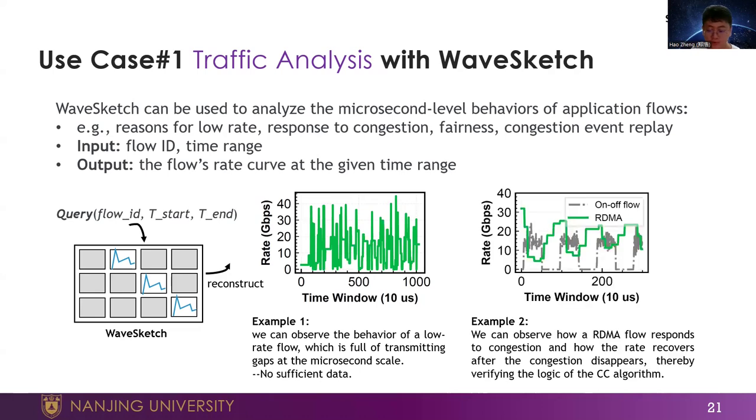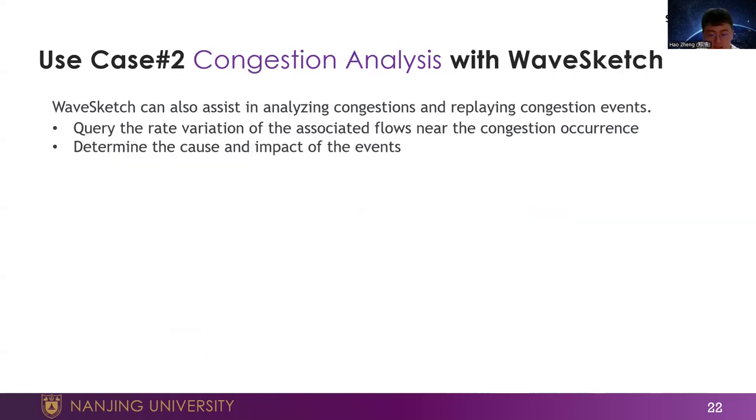Another example shows some different points. We can observe the behavior of multiple flows in the same time period to confirm whether the congestion control protocol is working correctly. Unlike the previous low-rate flow, this RDMA flow is sent continuously. However, due to the competition of another on-off flow, its rate is oscillating. Through WaveSketch, we can observe how the RDMA flow responds to congestion and how the rate recovers after the congestion disappears, thereby verifying the transport algorithm.